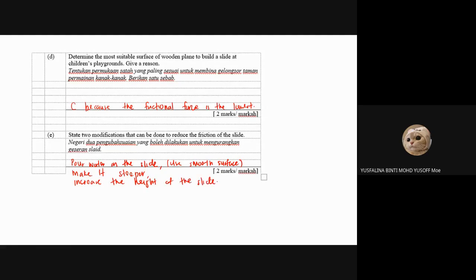Okay, this is actually to increase the velocity. When the velocity increases, you will learn this later in Form 5. You can resolve the force into Fx and Fy. We will learn about that later. So that's why we increase the height of this slide, so the net force will be higher.